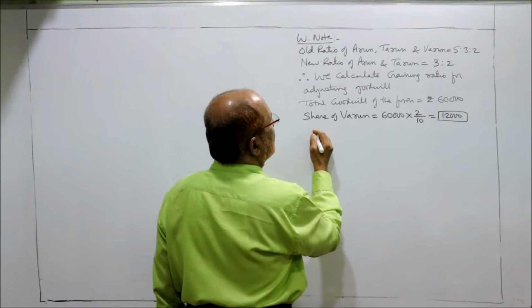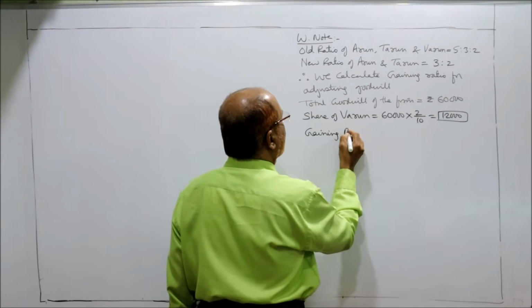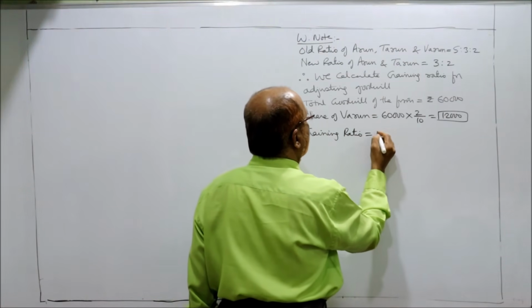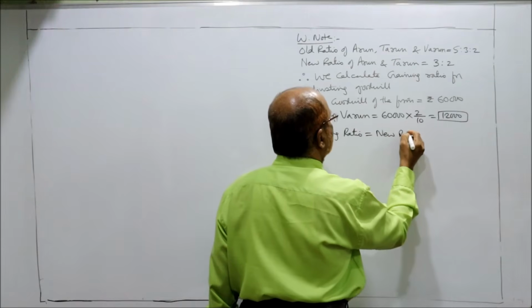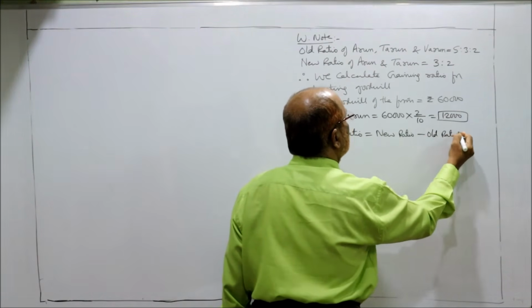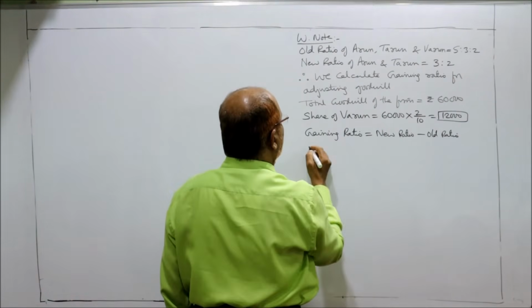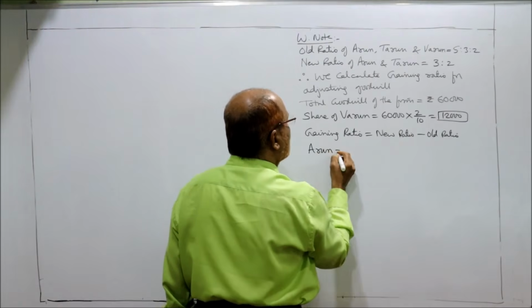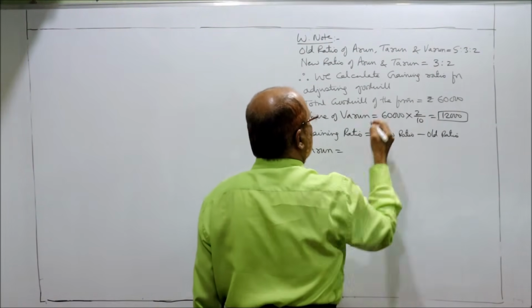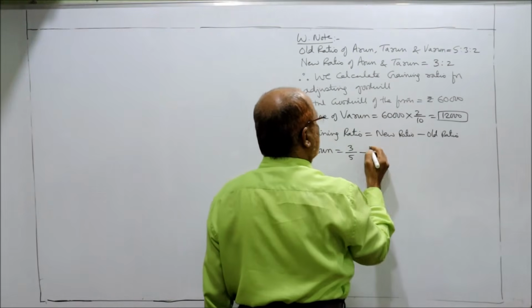Now gaining ratio is equal to new ratio minus old ratio. This is the formula for gaining ratio. Now who will gain? Arun. What is the new ratio of Arun? 3 by 5. What is the old ratio of Arun? 5 by 10.